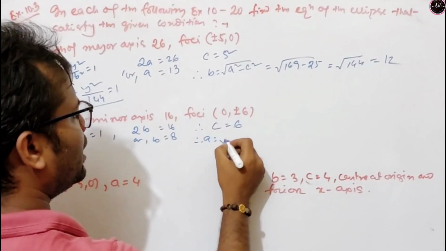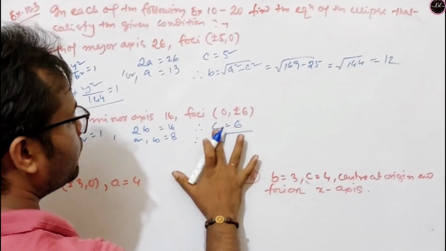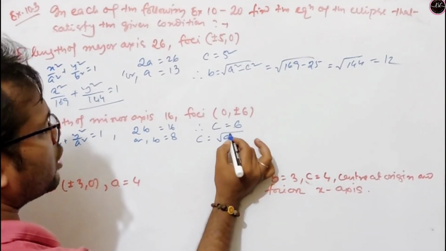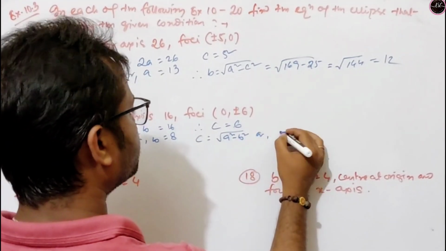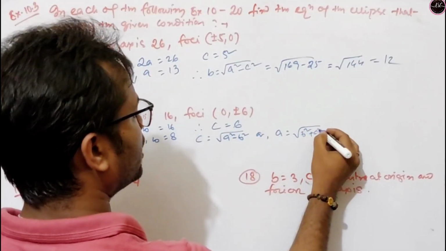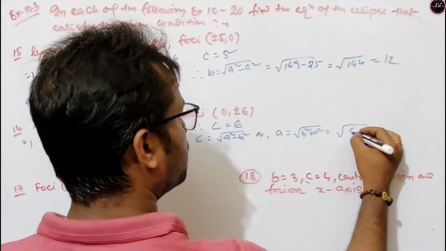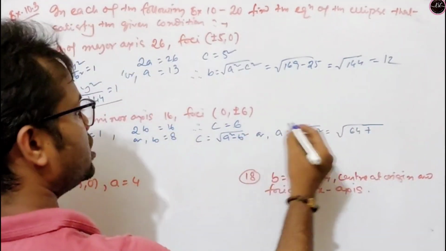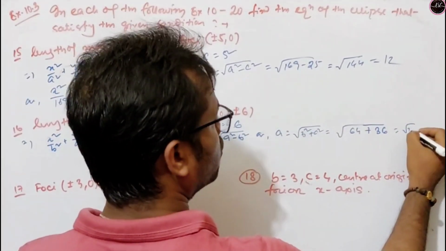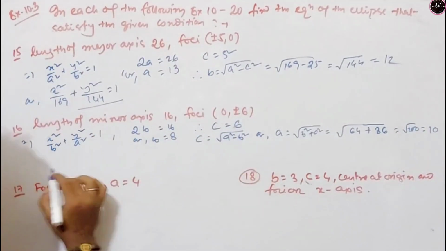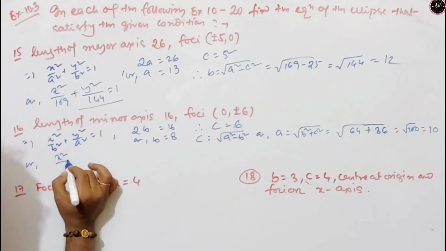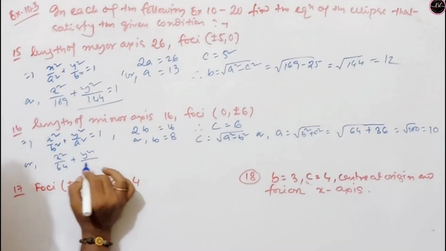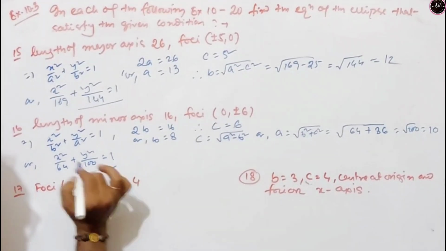Therefore we have c equal to root over a square minus b square, or a equal to root over b square plus c square, that means b square equal to 64 plus c square equal to 36, that means root 100 equal to 10. Okay, so just put here the value of b and a, x square by 64 and y square divided by 100 equal to 1. This is the required equation.